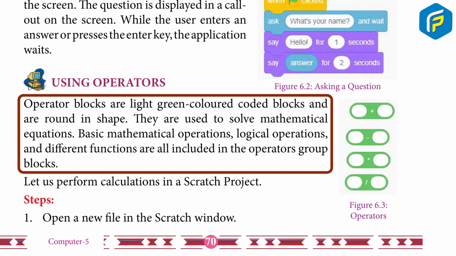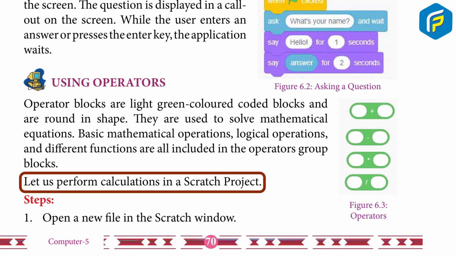Using operators. Operator blocks are light green color coded blocks and are round in shape. They are used to solve mathematical equations. Basic mathematical operations, logical operations and different functions are all included in the operator group blocks. Let us perform calculations in a Scratch project.